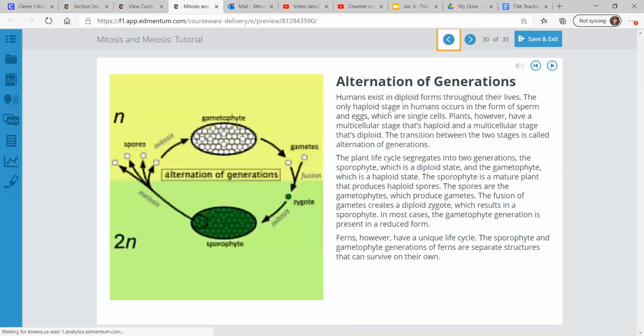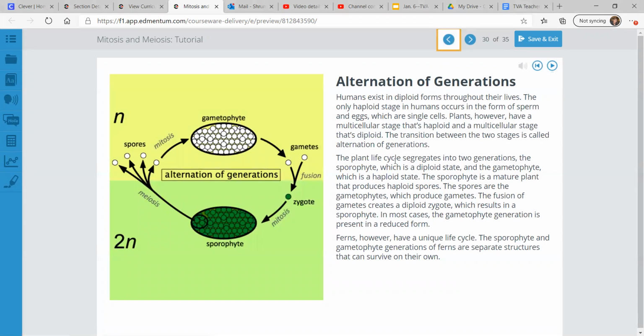Let's go back. So, alternation of generations. Humans exist in diploid forms throughout their lives. The only haploid stage in humans occurs in the form of sperm and eggs, which are single cells. Plants, however, have a multicellular stage that's haploid and a multicellular stage that's diploid. And the transition between the two stages is called alternation of generations.